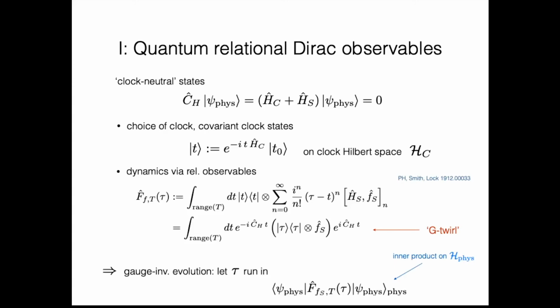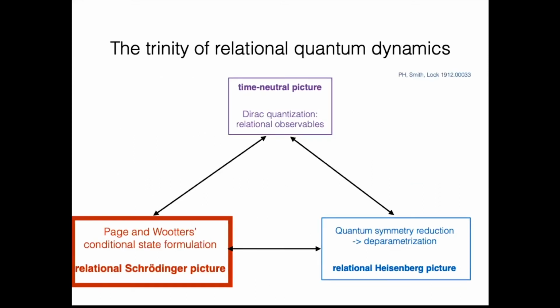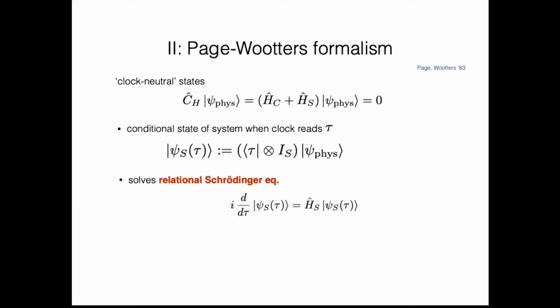Okay, let me just maybe briefly say what the Page-Wootters formulation is. So that's getting a little bit of attention in the quantum foundations literature recently. Basically, you again start from that clock-neutral description, but now you condition on the state of the system, on the clock reading tau. So again, here we use these covariant clock states. Then you can easily convince yourself that these conditional states satisfy the relational Schrödinger equation. I should say that what I'm giving you here is actually for non-degenerate clock Hamiltonians. If you have degenerate ones, like in relativistic systems, then what I'm saying here holds per degeneracy sector, such as the positive or negative frequency sector.